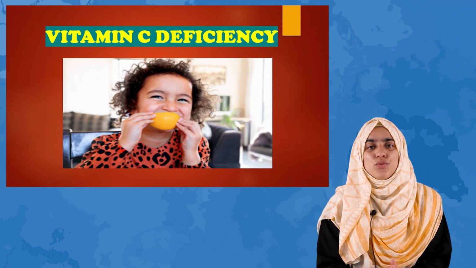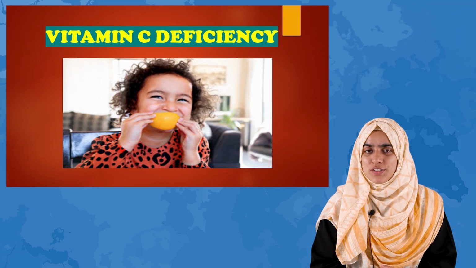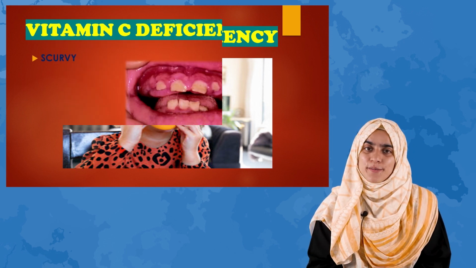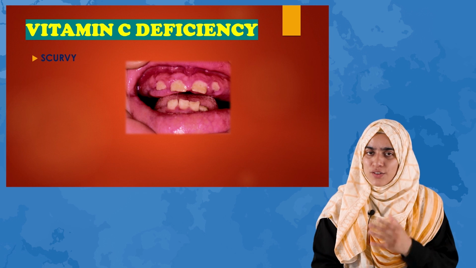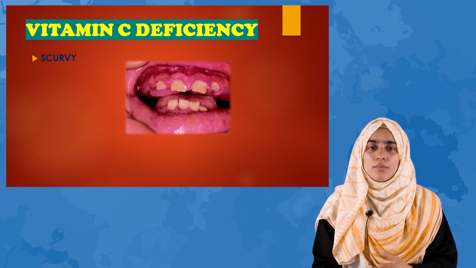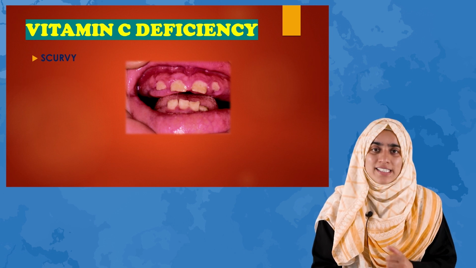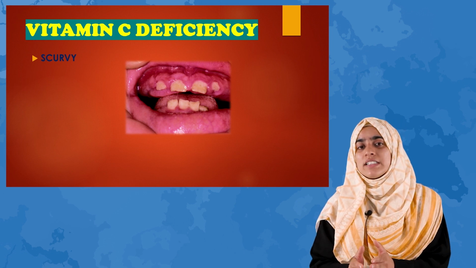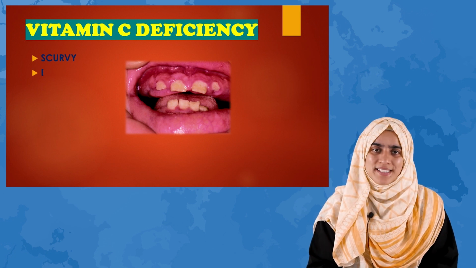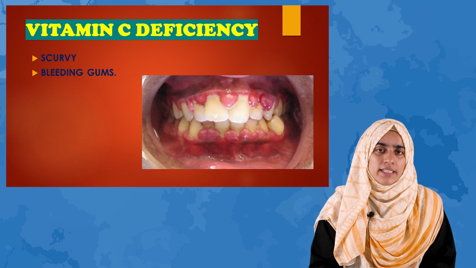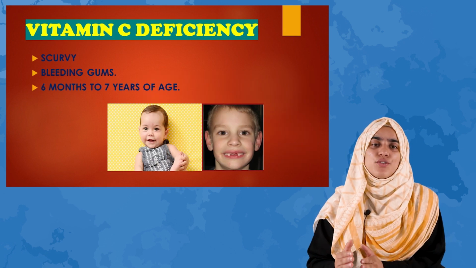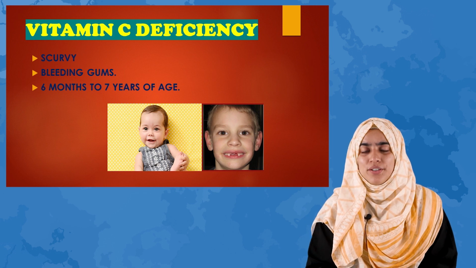Now we'll move towards vitamin C deficiency, or deficiency of ascorbic acid. The most common thing which comes to our mind when we hear about vitamin C is scurvy, right? Scurvy is the disease which occurs due to the deficiency of vitamin C. It's also called the bleeding gums disease. This deficiency usually occurs between the ages of 6 months and 7 years.